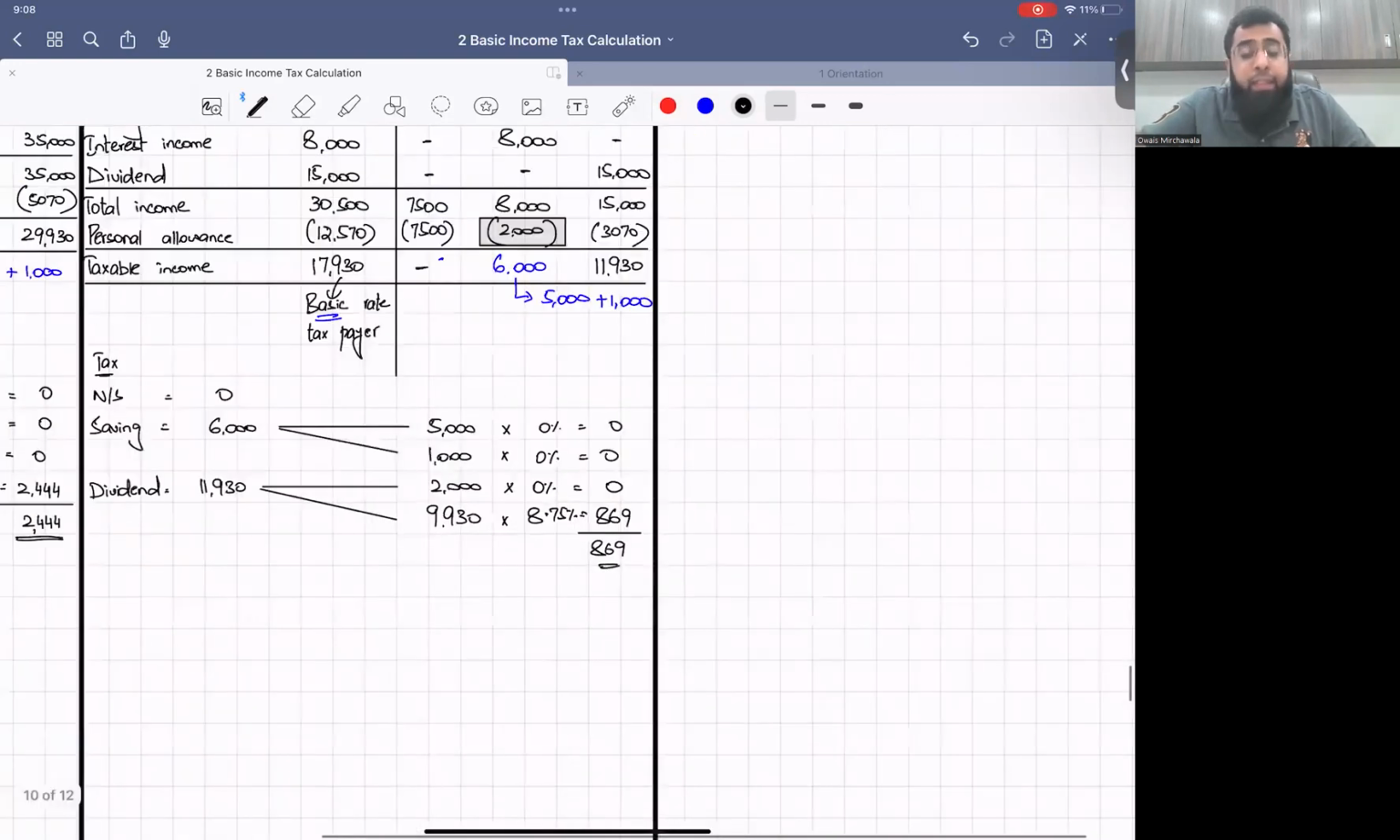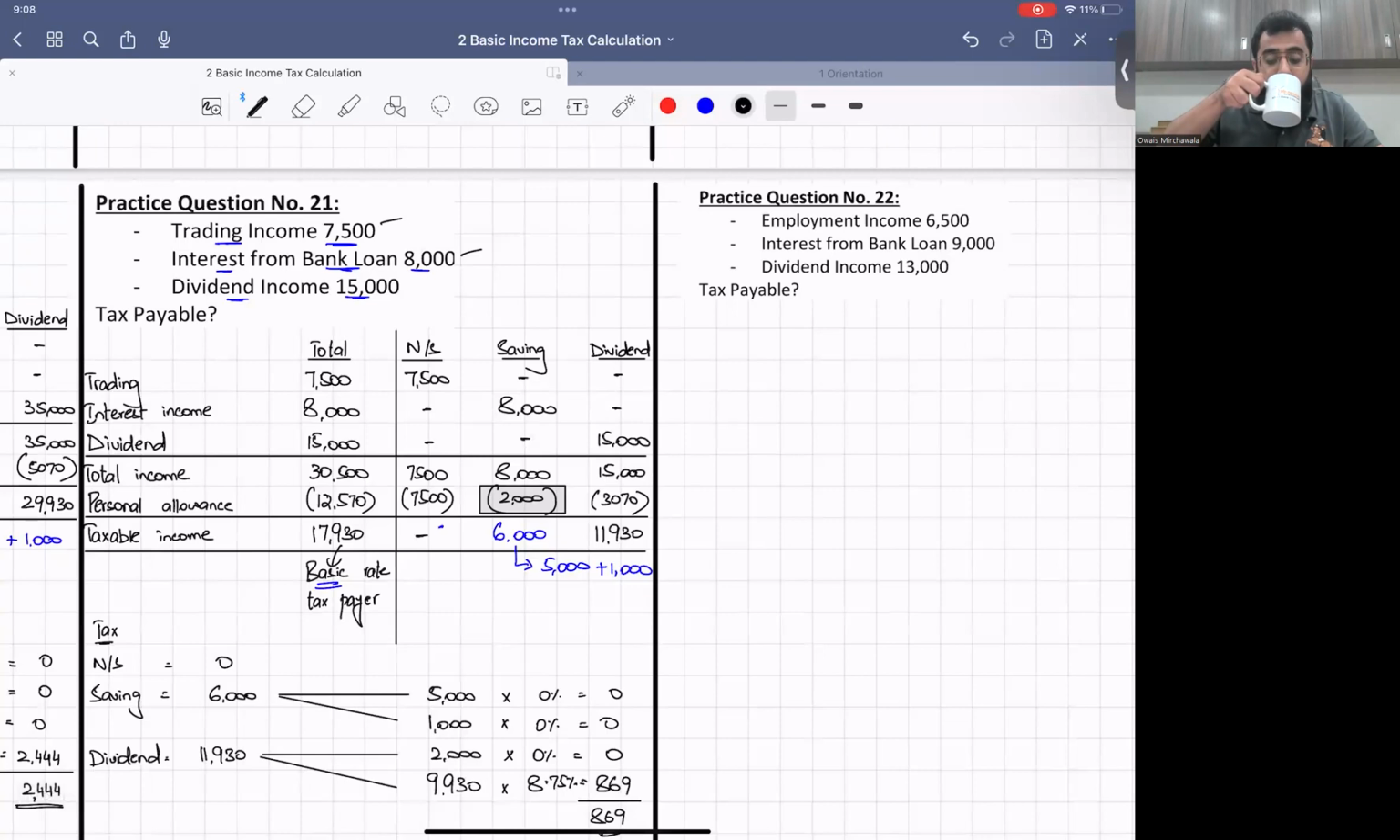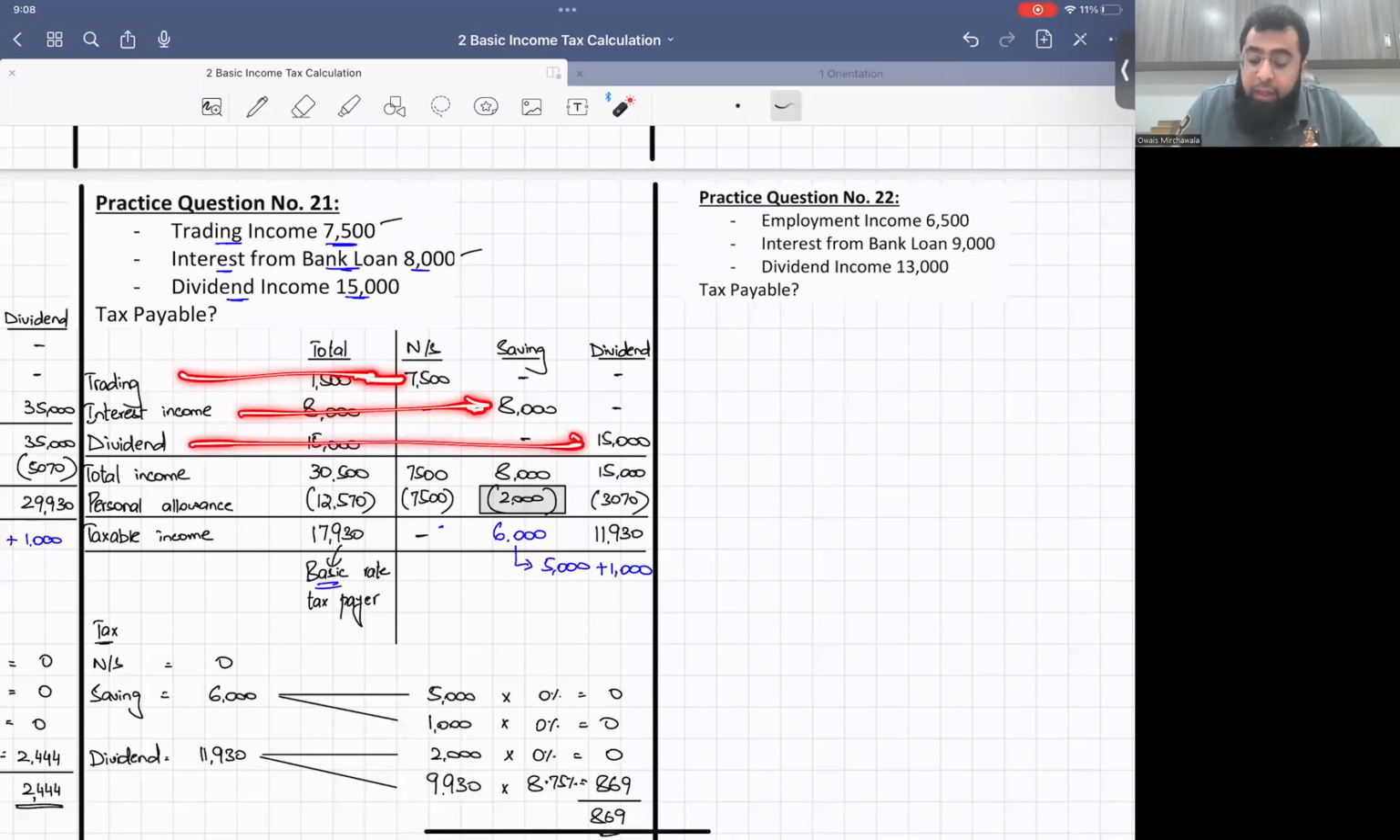Okay, I'll repeat it again. I want you all to concentrate. Trading income, 7,500, goes in non-saving. Interest income goes in saving, and dividend goes in dividend. These are our columns. We add them, we arrive at the value of total income. Personal allowance, 12,570. At the total taxable income level, we are a basic rate taxpayer. Okay? First, we hit the non-saving because non-saving has the highest tax rates.